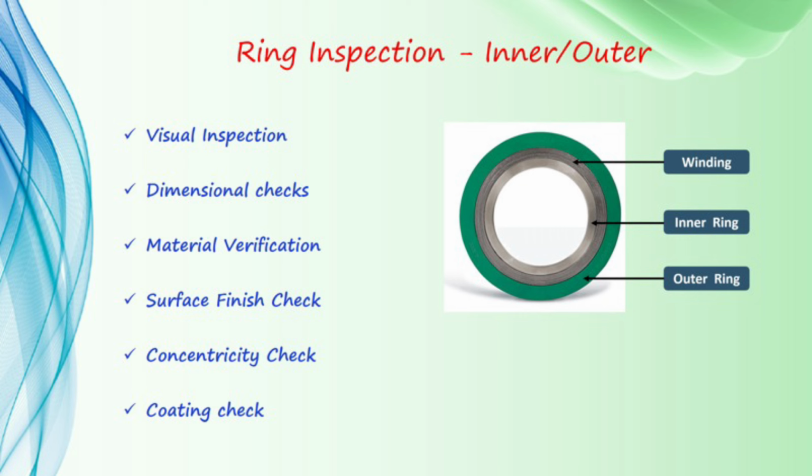This is the important part of the gasket. So the winding, inner ring and outer ring, there are three parts. The QC inspector has to ensure all these windings, inner rings and outer rings are lying within the tolerances of the relevant spec.